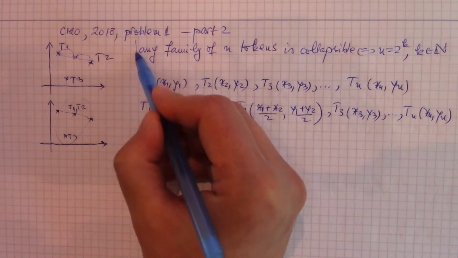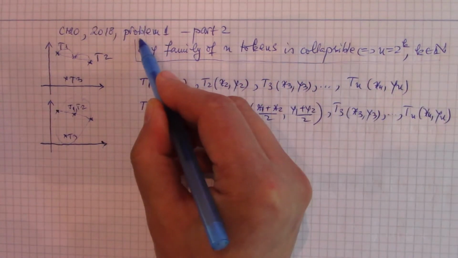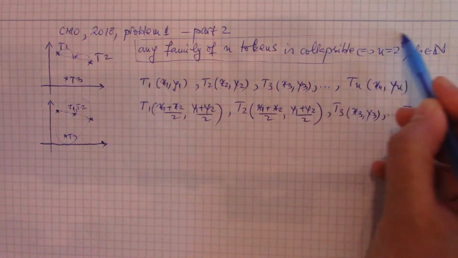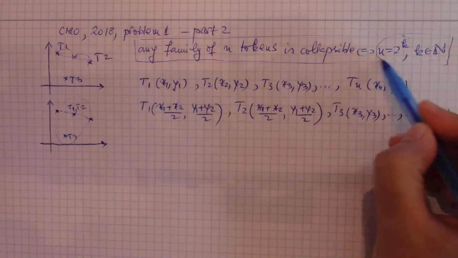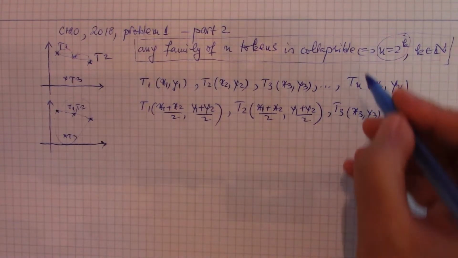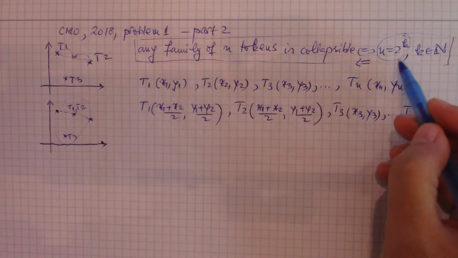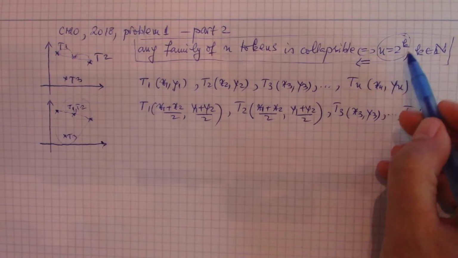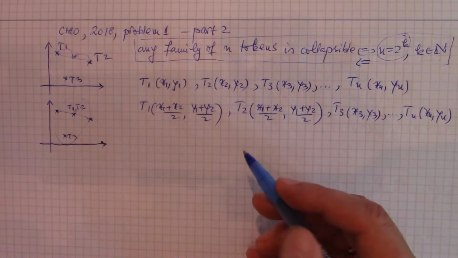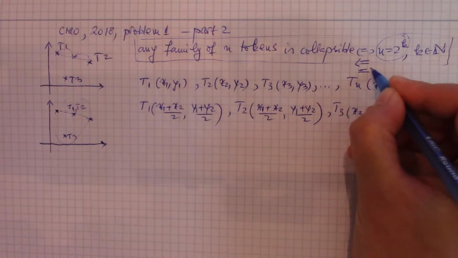So the problem is saying, show that any family of n tokens is collapsible if and only if n is a power of 2. Okay, and in that previous video we actually showed this implication. So we showed that if n is a power of 2, then any family of n tokens is collapsible. We are now going to show this other implication.